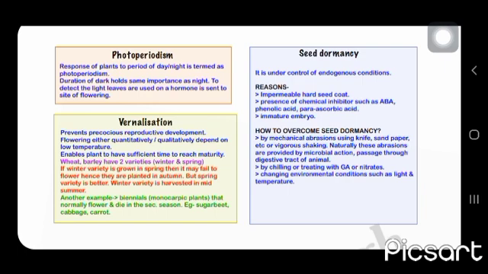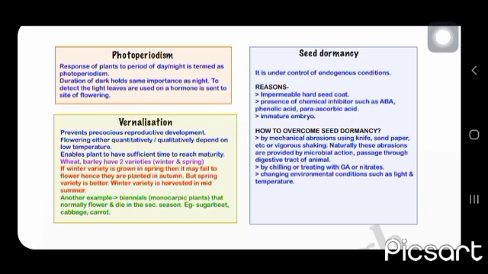Now, vernalization. It prevents precocious reproductive development. Flowering either quantitatively or qualitatively depends on low temperature. It enables plants to have sufficient time to reach maturity. Wheat and barley have two varieties. If winter variety is grown in spring, then it may fail to flower. Hence, they are planted in autumn. But spring variety is better. Winter variety is harvested in midsummer. Another example, biennial plants that normally flower and die in the second season. Example, cabbage, carrot, sugar beet, etc.